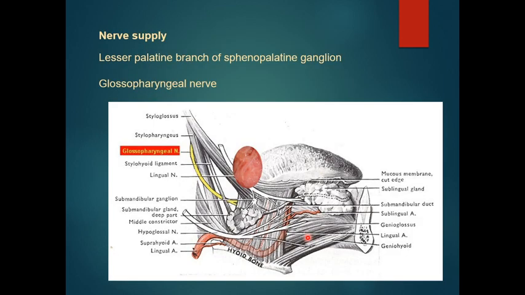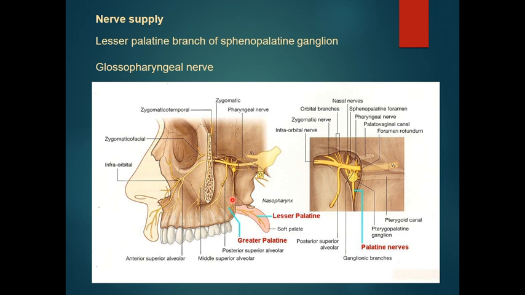Then nerve supply of the palatine tonsil. It is supplied by lesser palatine branch of the sphenopalatine ganglion and glossopharyngeal nerve. Here you can see the glossopharyngeal nerve. Here is the lesser palatine branch and here is the greater palatine branch.